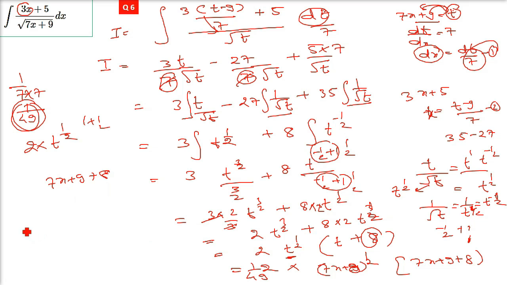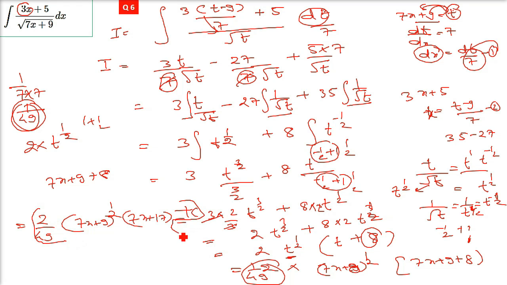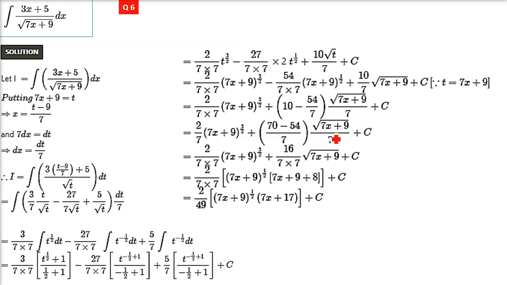This is a very basic thing. You can always do it. Just for the sake of completion, I have to do everything, so just bear with me. It will be 7x plus 9 under root. This 2 by 49 and 7x plus 9 to the power half, you already got. And this is 7x plus 17 from here to here. And the constant of integration is also very important. Don't forget that.